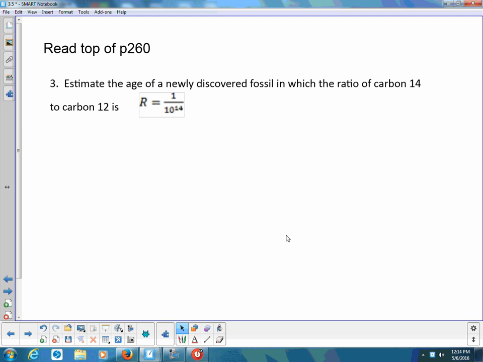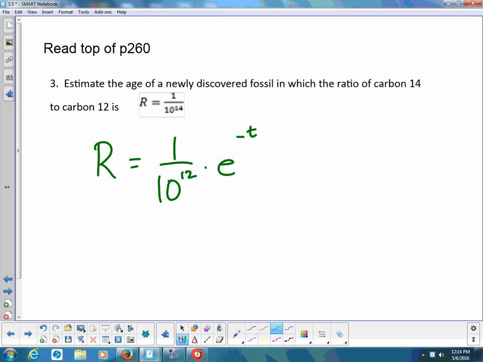All right, so let's take a look at the example that we have on the handout, which is number 3. It says estimate the age of a newly discovered fossil in which the ratio of carbon-14 to carbon-12 is R equals 1 over 10 to the 14. So we are going to be using the formula for carbon dating, which is R equals 1 over 10 to the 12 times e to the negative t over 8,223.